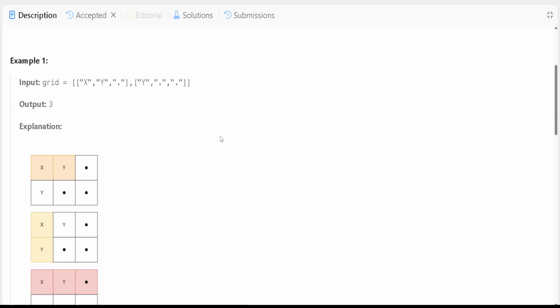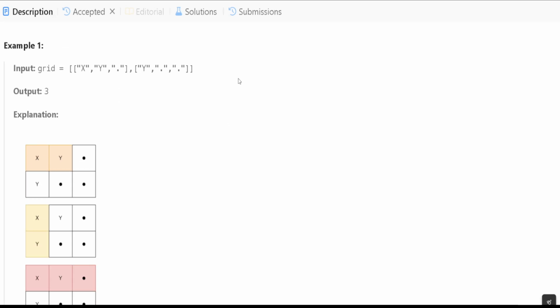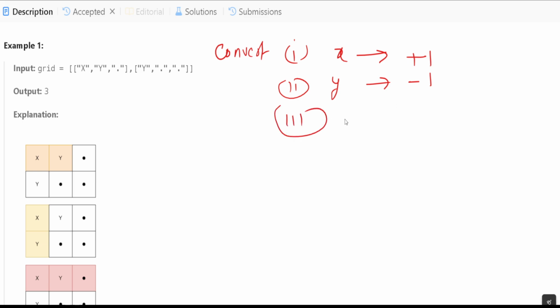So let's simplify this problem. Let's convert the values. First, we convert x into +1 and y into -1, so the count will be equal when the +1s and -1s cancel out. The third thing is a dot, which we consider as 0. With these three conversions, x into +1, y into -1, and dot into 0, the problem becomes very simple.